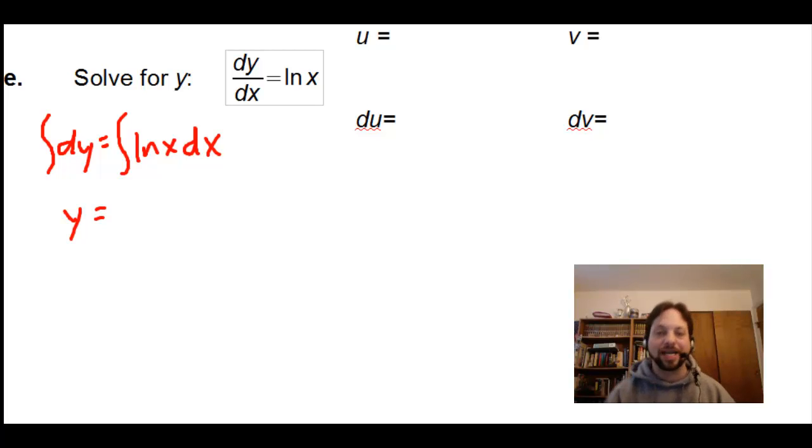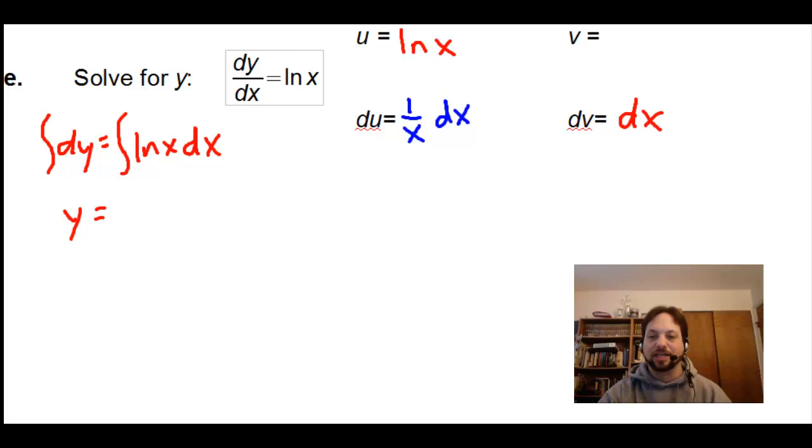If we go with our LIATE, the L stands for a logarithmic factor, which we do have here. The natural log of x is a logarithm, and so I will put that as my u, the natural log of x. And you might be asking, well, what can dv be then? What's left here? What's left is dx. All right. So if we go ahead and differentiate natural log of x, of course, that's going to give us 1 over x dx. That one we're used to. And if I integrate dx, I just get x.